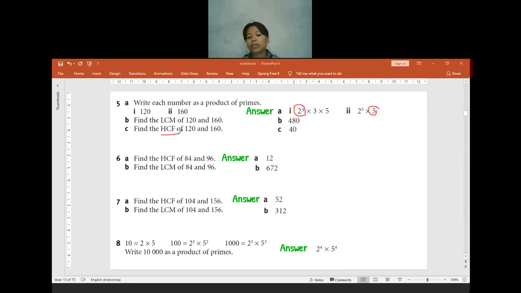This is also the same thing. I need to find the factor tree of each number given. After I make a factor tree, for the HCF, I have to take the common number with the lowest power. From there, I got 12. I got 12 from 2 to the power of 2 times 3.